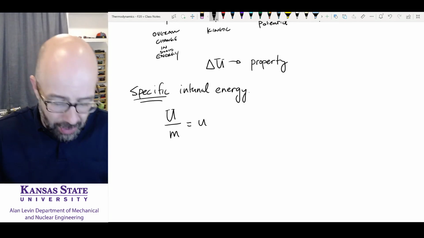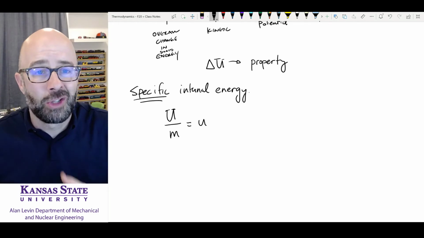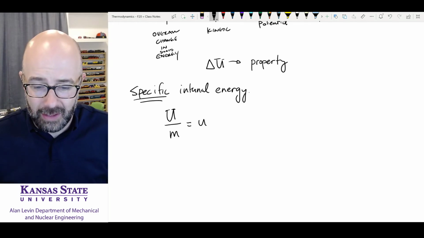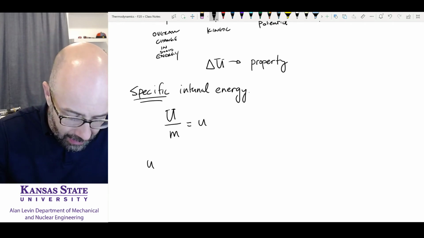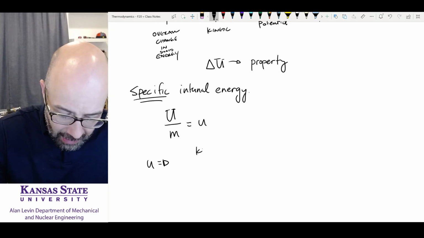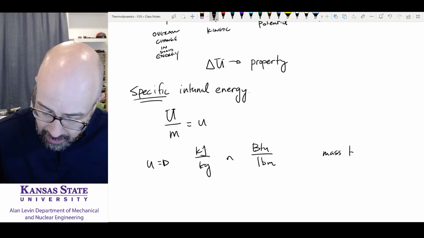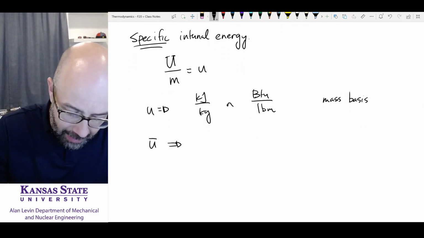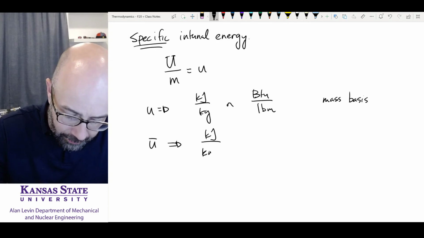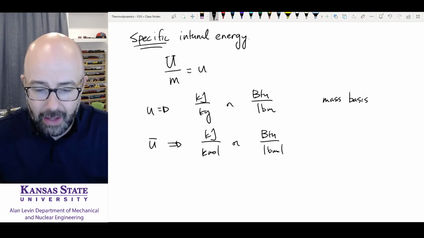So you might see why I'm putting these bars on the top of my u's, because it's hard for me to explain to you if that's an uppercase or a lowercase u without this information here, divided by mass. So specific internal energy is going to have units of kilojoules per kilogram or BTUs per pound mass. This is on a mass basis. If we put this on a molar basis, u bar, these are going to have units of kilojoules per kilomole or BTU per pound mole. That's what we're going to have.